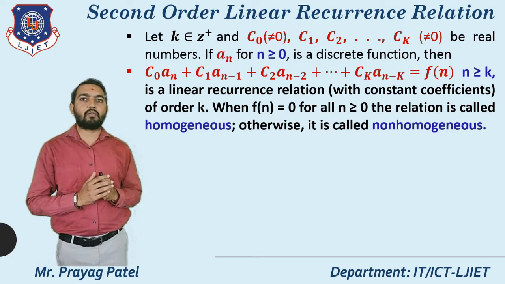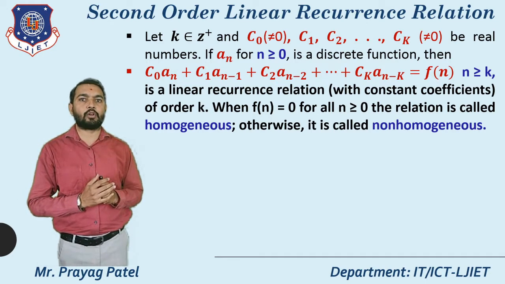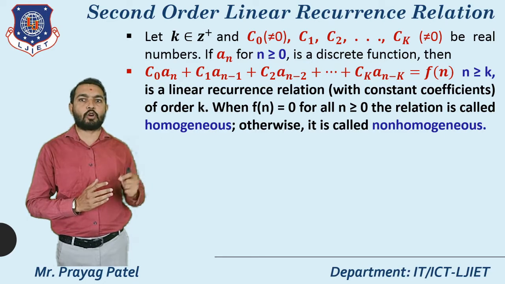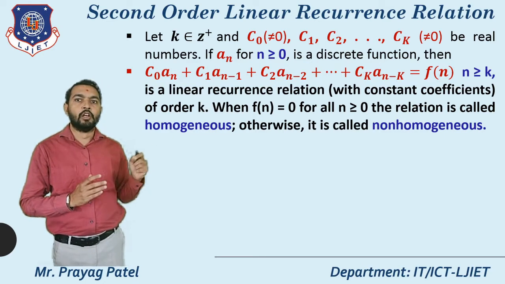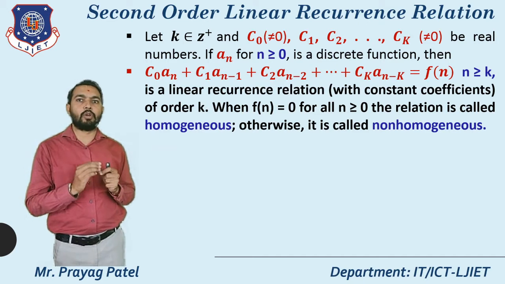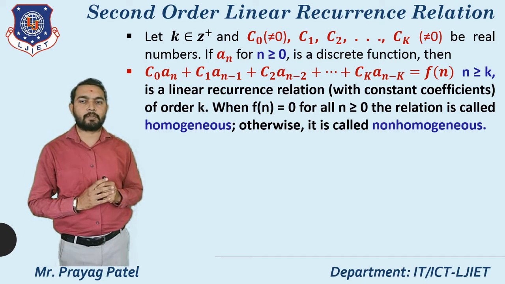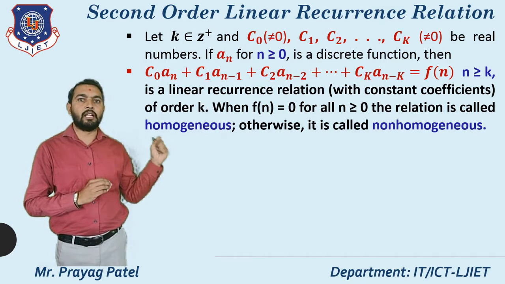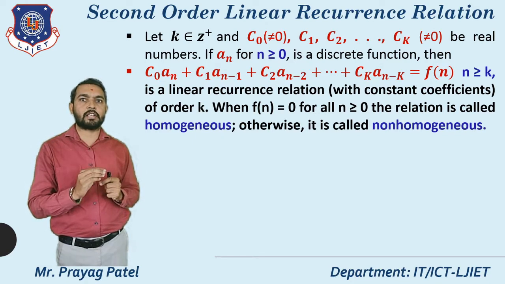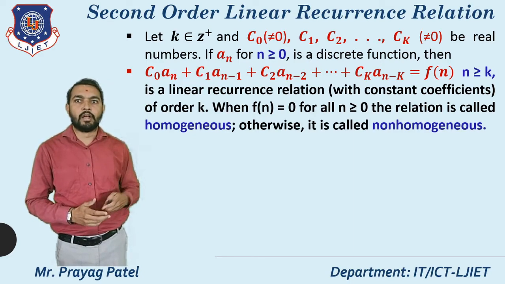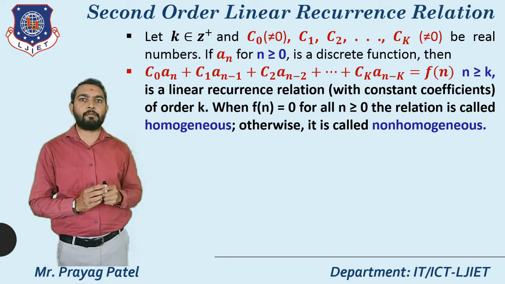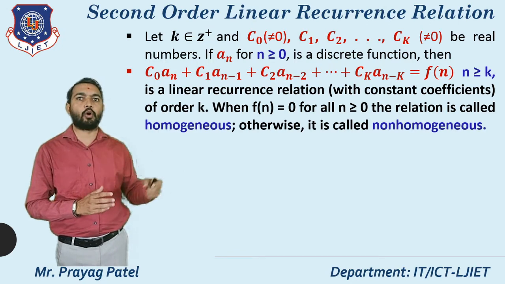When f of n equals 0 for all n greater or equal to 0, then the relation is called homogeneous, otherwise it is called non-homogeneous. So basically, if the f of n value is 0, that means homogeneous. Now here in our case we discuss the homogeneous one, that means our f of n value is always 0. Now this sequence is represented for k value, for k order.